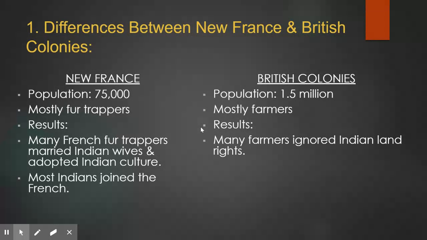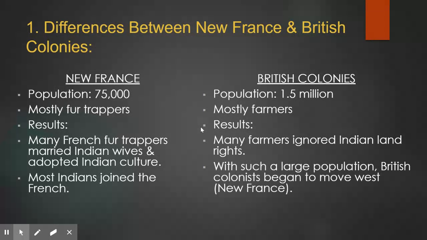And so what happens is British colonists start moving westward, right? They start moving into what is the French colonies, and they're ignoring these land rights. There you see again, right? They're moving west. We do see the Iroquois help the British colonists, though.